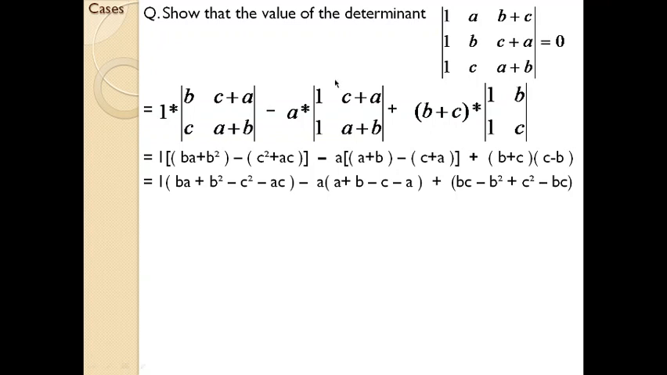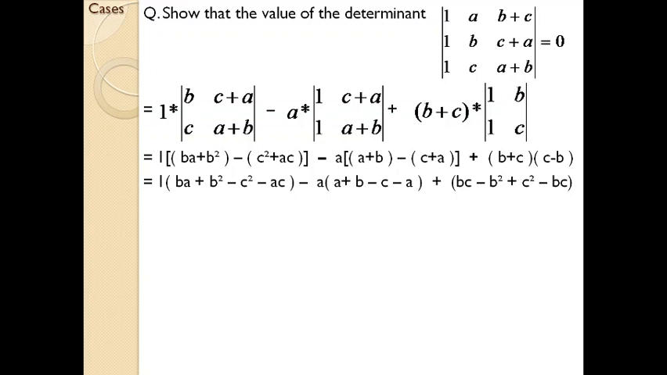Next one, c into c. It will be c square because it is plus c square. Next, c into minus b. It will be minus bc. I hope you are following it. These are just basic maths.